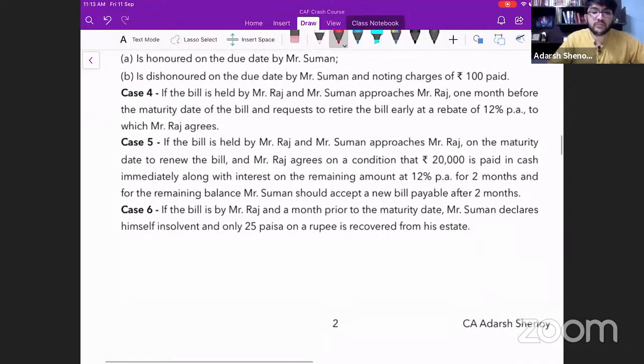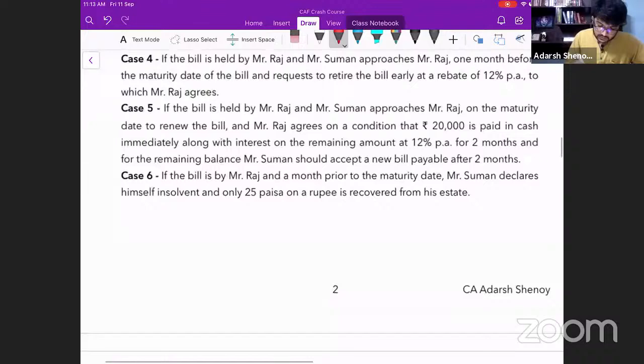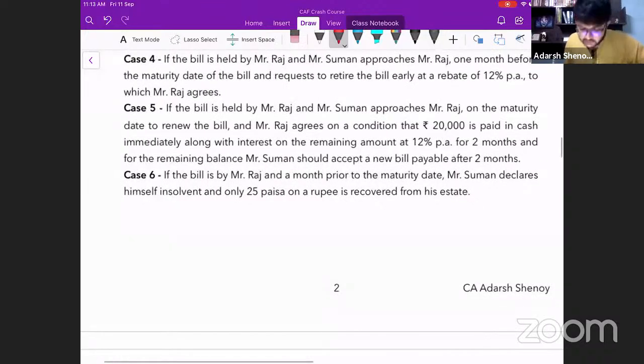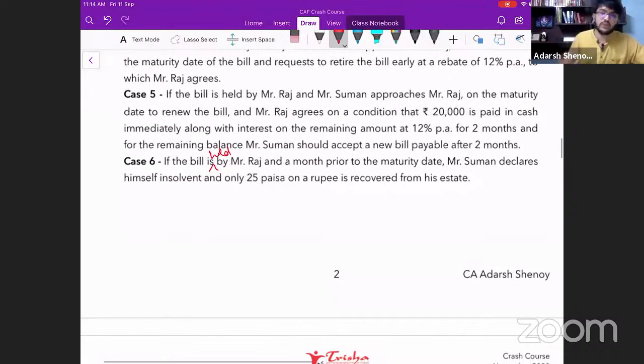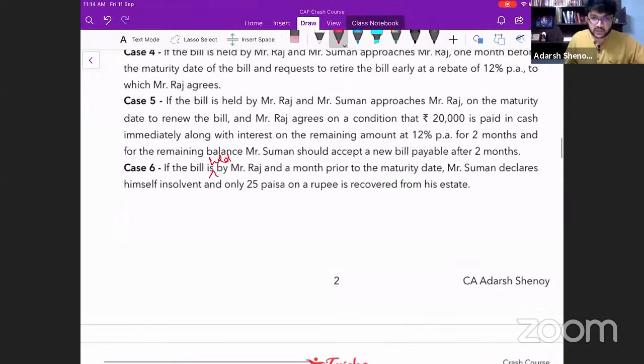Case 6, if the bill is held by Mr. Raj, and a month prior to the maturity date, Mr. Suman declares himself insolvent. Insolvency is also covered over here. Only 25 paisa on a rupee is recovered from his estate. So we've covered everything over here. Shall we start doing the problem case by case?